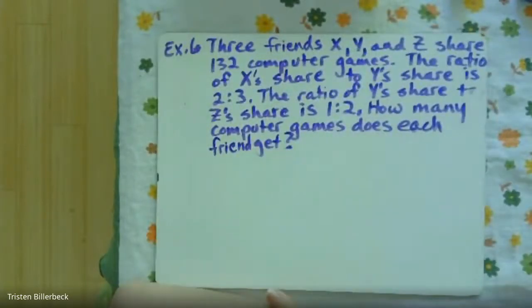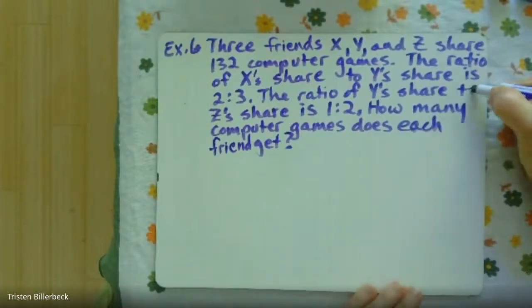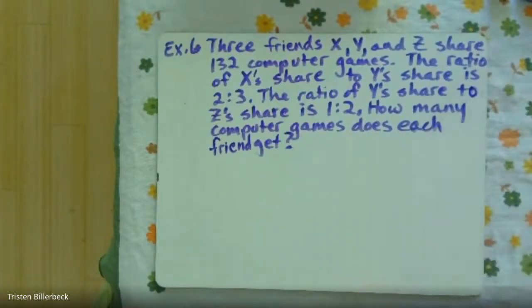So we have 3 friends, X, Y, and Z, who share 132 computer games. That's why they never do their homework, because they're playing computer games all the time. The ratio of X's share to Y's share is 2 to 3, and the ratio of Y's share to Z's share is 1 to 2. So how many computer games does each friend get?